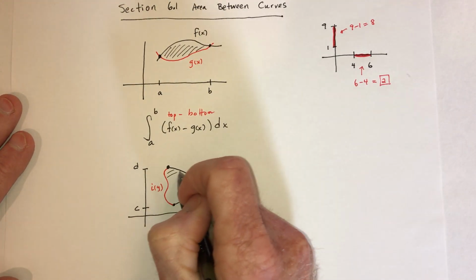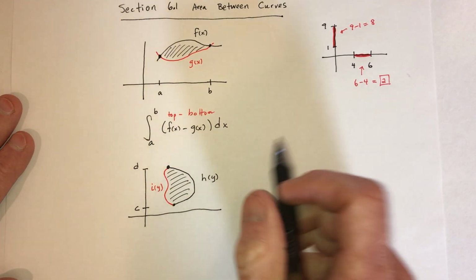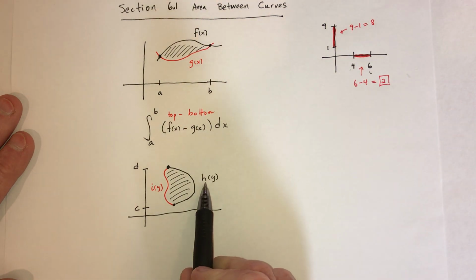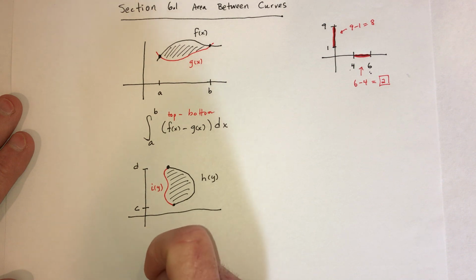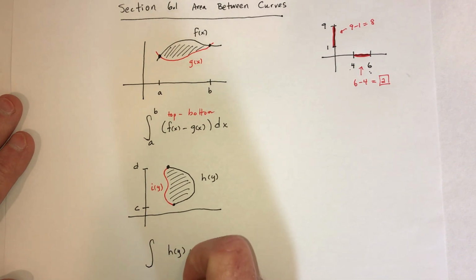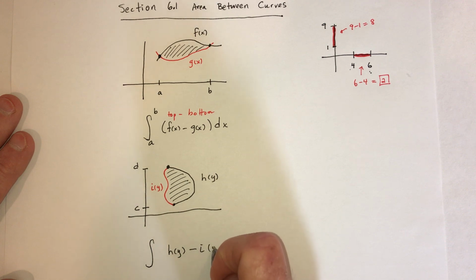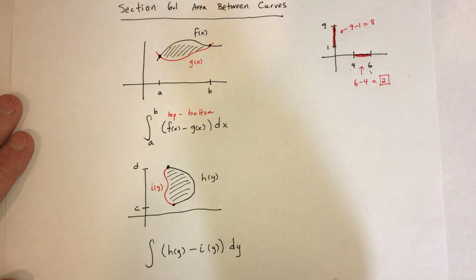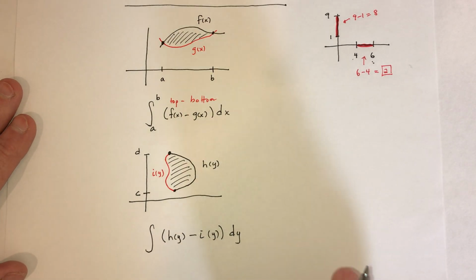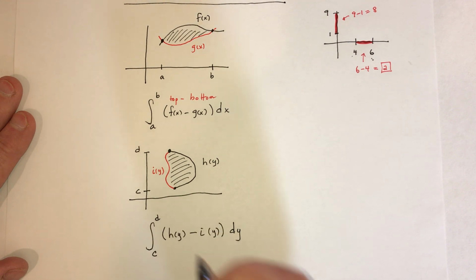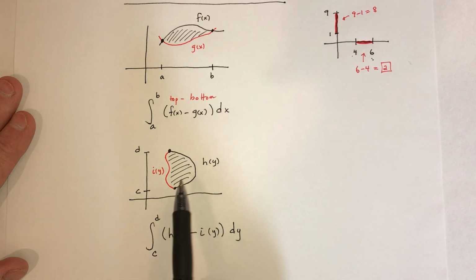Then to find the area between these two, you need to take the one on the right minus the one on the left. So integrate h of y minus the i function. And this would be a function of y, so it's going to be dy, and y goes from c to d. That integral will calculate this area for you.